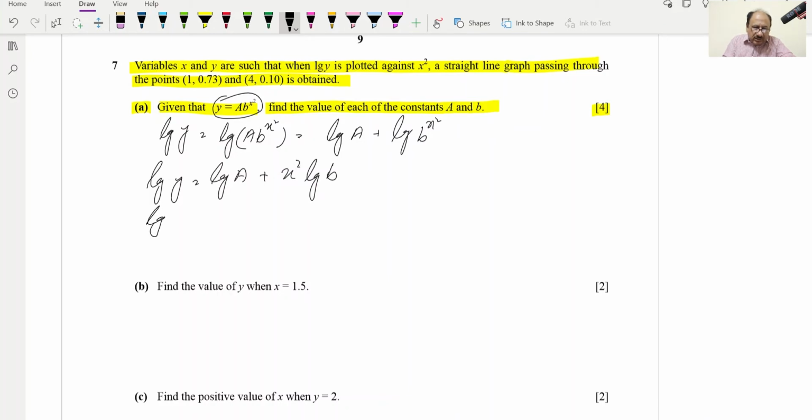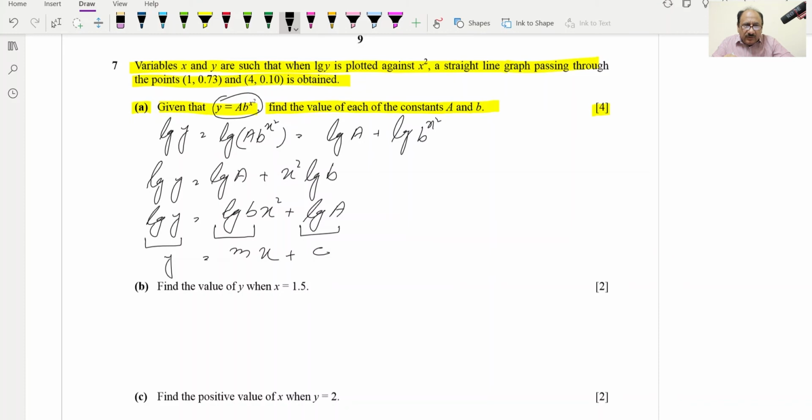We can arrange it: log of y is equal to x squared log of b plus log of a. This is the constant, the y-intercept, and this is our gradient, which we write as m, and this is our y value. So y is equal to mx plus c. This is the format which we were supposed to write, and then we can find the gradient. The gradient is log b.